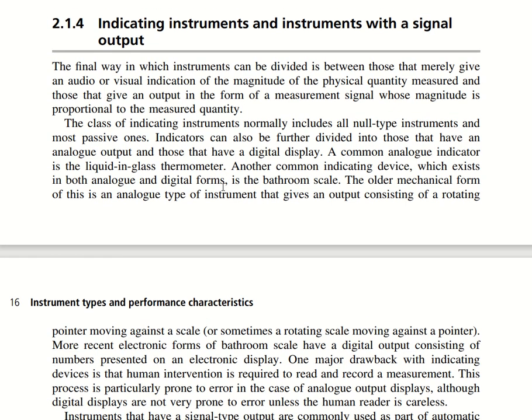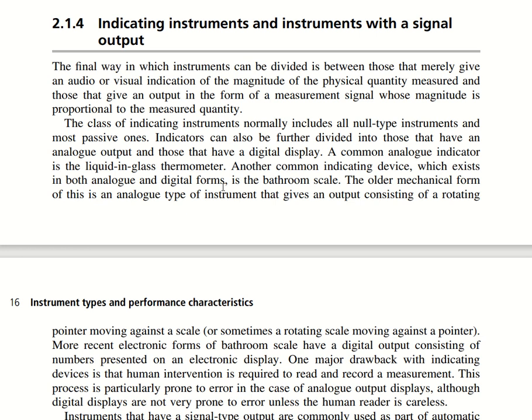Then we have the indicating instruments and the instruments with the signal output. So the last way in which instruments can be divided is between those that merely give an audio or visual indication of the magnitude of the physical quantity measured, and those that give an output in the form of a measurement signal whose magnitude is proportional to the measured quantity. The class of indicating instruments normally includes all null type instruments and most passive ones.